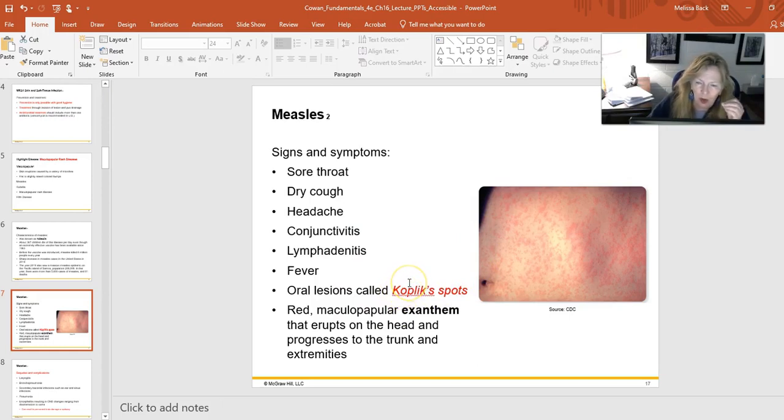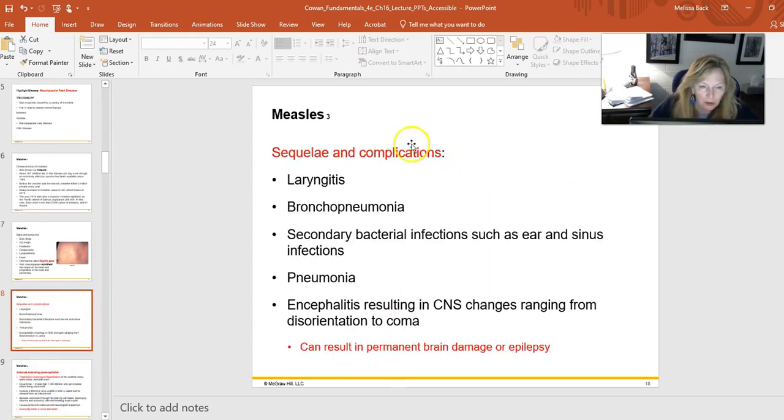Koplik spots are white lesions in the mouth, and these again can be kind of diagnostic. Certainly the rash is something that is pretty diagnostic as well. Again, exanthem referring to a rash, and it erupts on the head and progresses down to the trunk and extremities. It's pretty much all over.